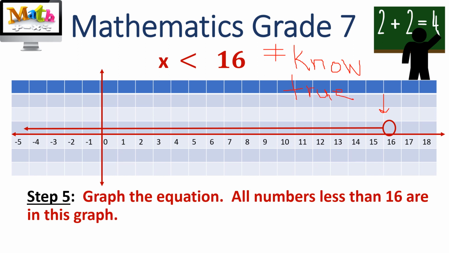So since we don't know the true value of what it is, we just know that this is less than 16. So it's all these numbers going down to negative infinity. And that's what this shows with a continuous ray here. You're done with that. Okay?